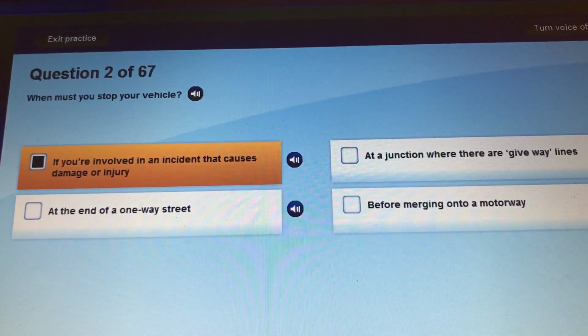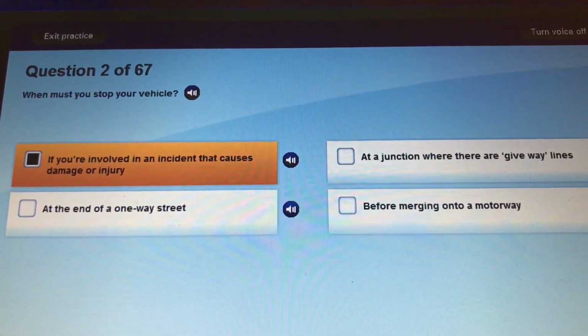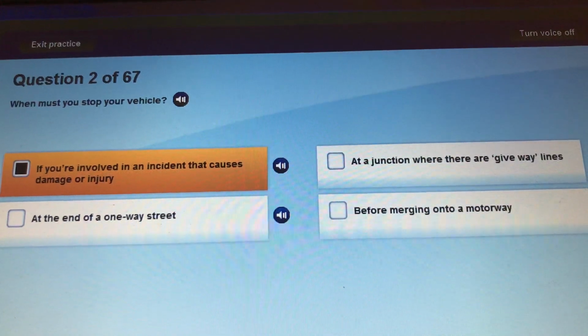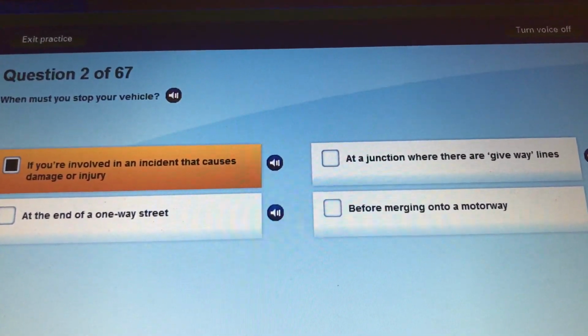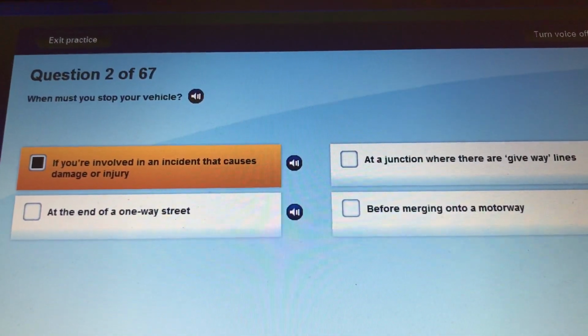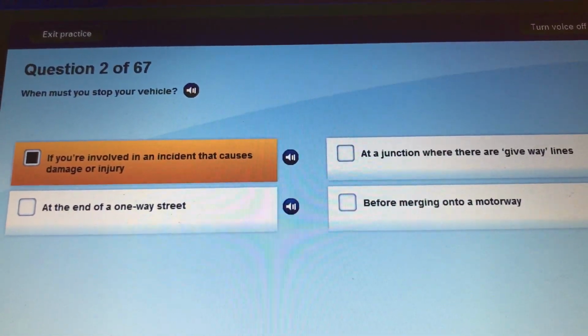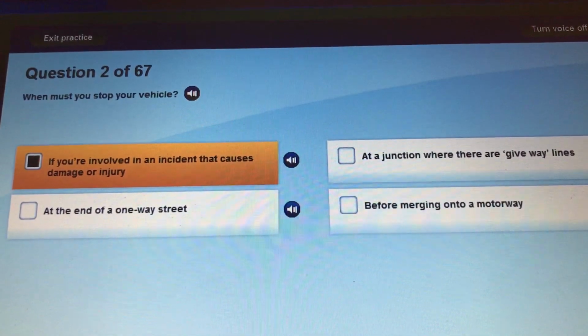When must you stop your vehicle? If you're driving, you have hit somebody's vehicle, you have caused an incident, you have caused injury or damage, it is your responsibility to stop your vehicle at the scene of the incident.